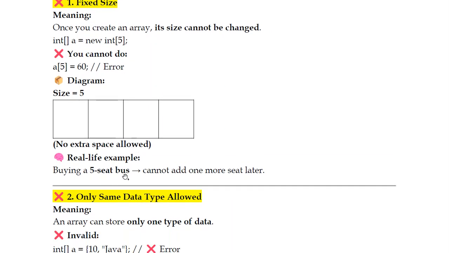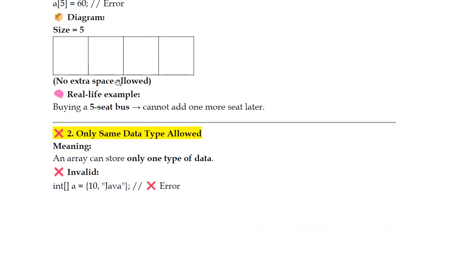Like buying a 5 seat bus. You can't add one or more seats later because it is fixed. Only 5 seats are available. The bus is predefined. You can't modify it. That is what they're telling. If you ask to add one more box, you can't. Only 0, 1, 2, 3, 4 is allowed.